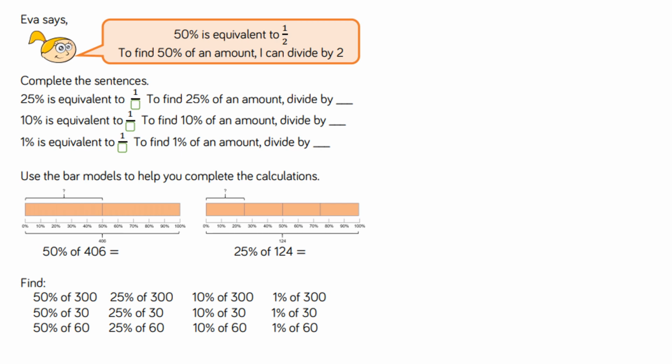So Eva says 50% is equivalent to a half. To find 50% of an amount I can divide by 2. So I want you to do the same for the sentences below. Then at the bottom it says use the bar models to help you complete the calculations. Personally, I don't think most of you need to use the bar models. I think you can use the sentences that you've written at the top in order to know which division calculations you need to do to work out the answers to the bottom. So again, press pause and have a go.